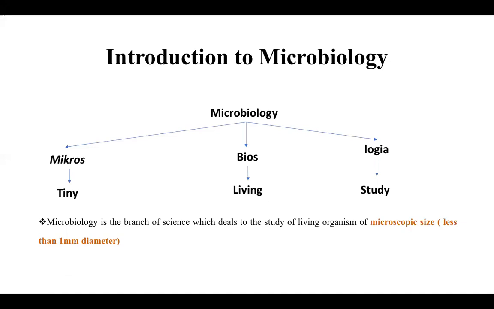What is microbiology? The word microbiology is derived from the Greek words micros, which means tiny, bios, which means living, and logia, which means study. Thus, microbiology is defined as a branch of science which deals with the study of living organisms of microscopic size. These microorganisms cannot be seen with our naked eyes, but can be seen through a visual optical instrument such as the microscope.